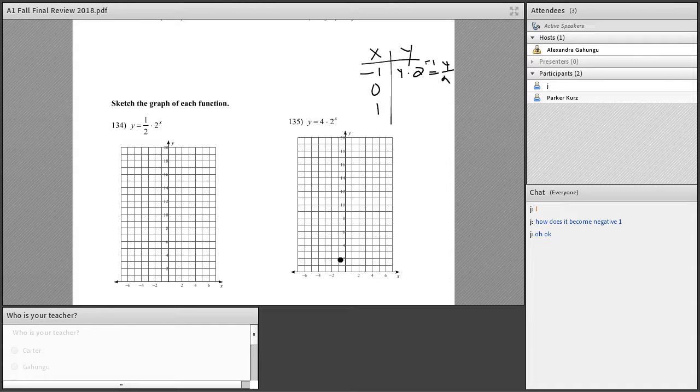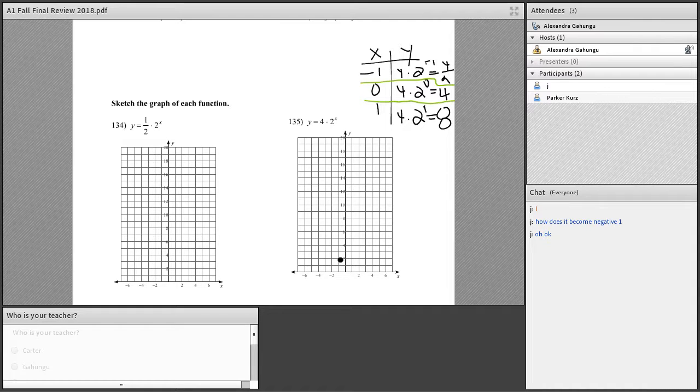Then 0. What I'm doing is I'm taking 4 times 2 to the 0 power, but anything to the 0 power is 1, so I just get 4. Let's separate this. There we go. And then the last one is 4 times 2 to the 1 power. So 2 to the 1 is just 2, so I get 8.